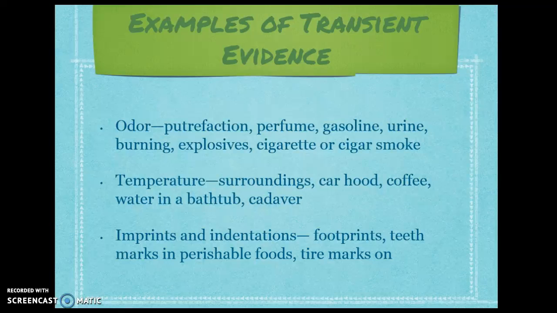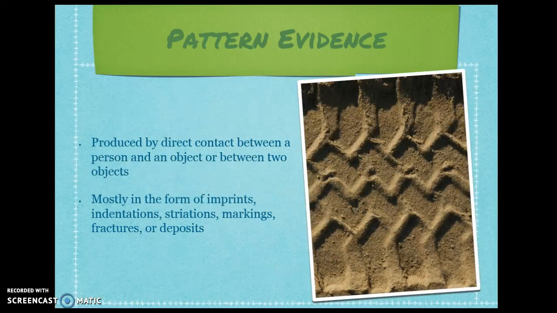So that's transient evidence. Pattern evidence is anything that produces a pattern. So it's produced by direct contact between a person and an object or between two objects. Like in the picture, it's produced between a tire and the dirt. They mostly form some sort of imprint, striations or striping, and then fractures and deposits.